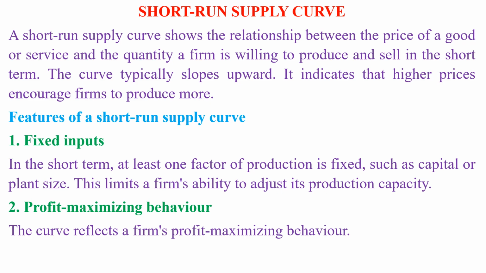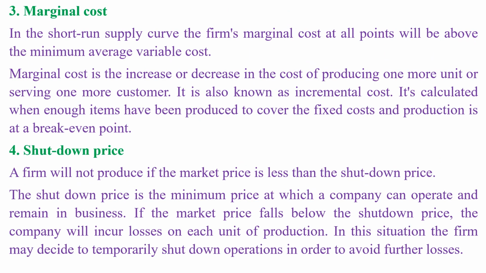Features of a short-run supply curve. 1. Fixed inputs. In the short term, at least one factor of production is fixed, such as capital or plant size. This limits a firm's ability to adjust its production capacity. 2. Profit maximizing behavior. The curve reflects a firm's profit maximizing behavior. 3. Marginal cost. In the short-run supply curve, the firm's marginal cost at all points will be above the minimum average variable cost. Marginal cost is the increase or decrease in the cost of producing one more unit or serving one more customer. It is also known as incremental cost. It's calculated when enough items have been produced to cover the fixed costs and production is at a break-even point.